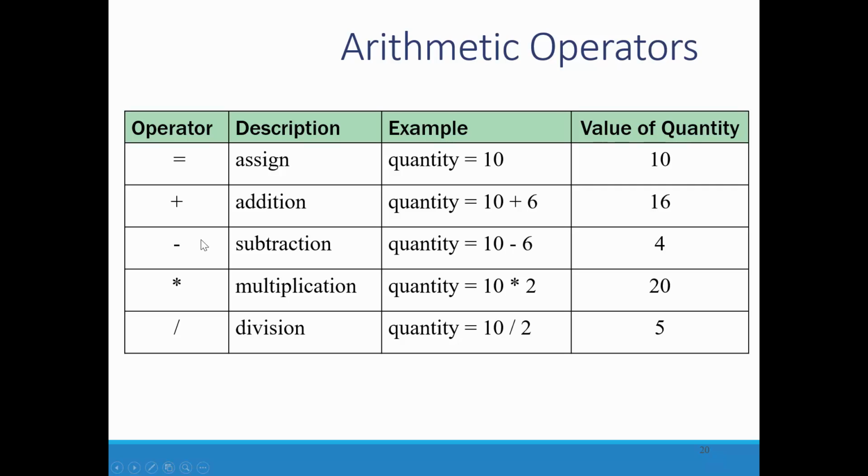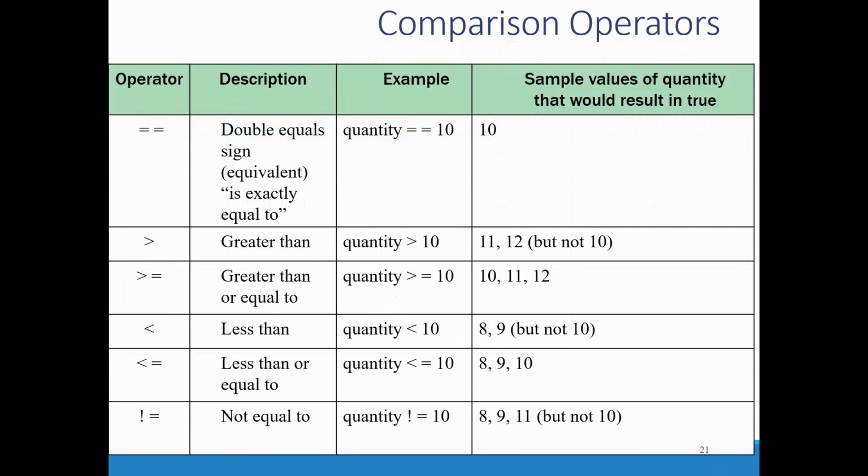You can do math. You can assign things with the equal sign. You can do addition, subtraction, multiplication, and division. There's even more that you can do, but that's good for now. There are comparison operators. So I can compare two values to see if they're equal, and notice that if I do that, I use two equal signs, not one. I can see if one is greater than the other, greater than or equal to, less than, less than or equal to, or if one is not equal to the other.